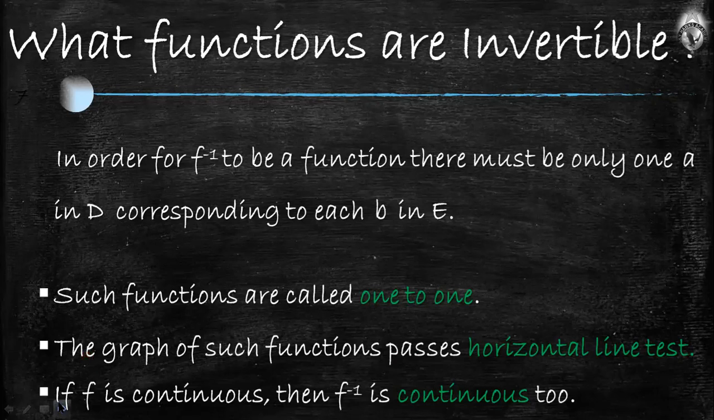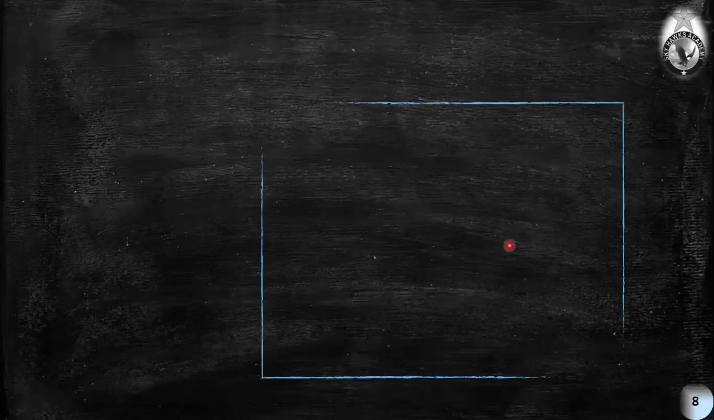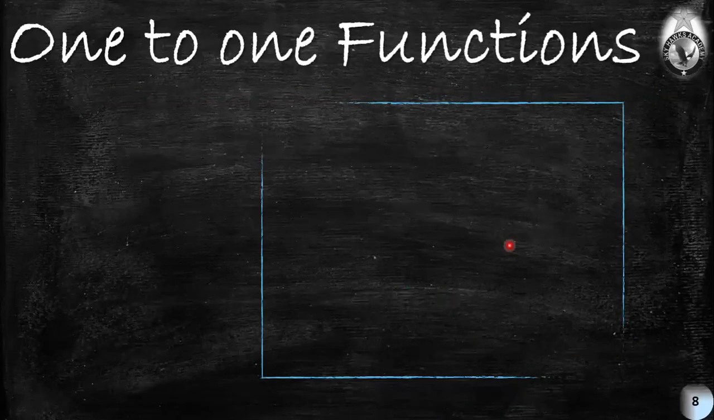Now the last one is if f is continuous, then f inverse is continuous too. We'll talk about continuous functions in detail in the near future, so that's why I'm not talking about them now. Anyhow, look at this one-to-one function. For the existence of the inverse of any function, that function must be one to one.